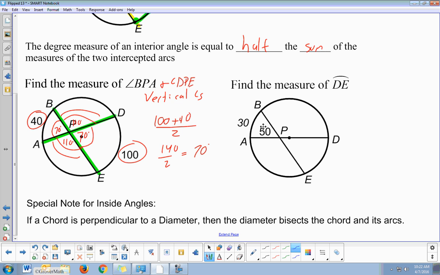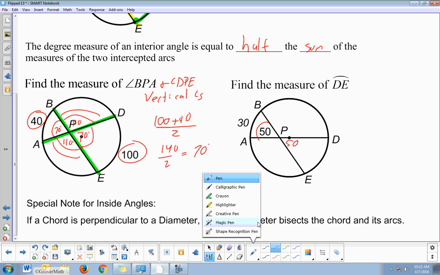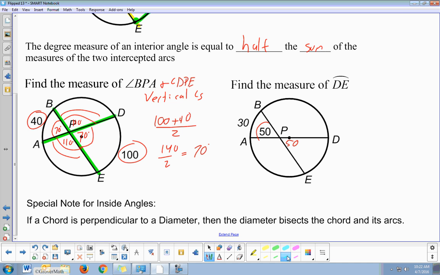What if you're given an interior angle to find arcs? Remember, this goes both ways, like for the central, inscribed, and the tangent angles. Sometimes you're given the arc to find the angle, and sometimes you're given the angle to find the arc. Here we're given an angle of 50 degrees, and the arc opposite it, but we don't know the arc opposite its vertical pair. So let me just highlight real quick for you for visual.